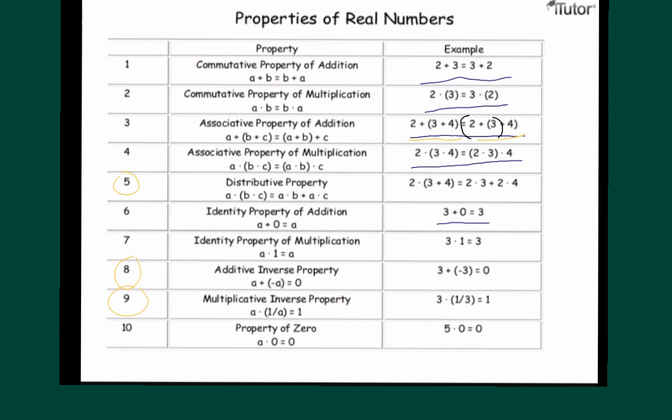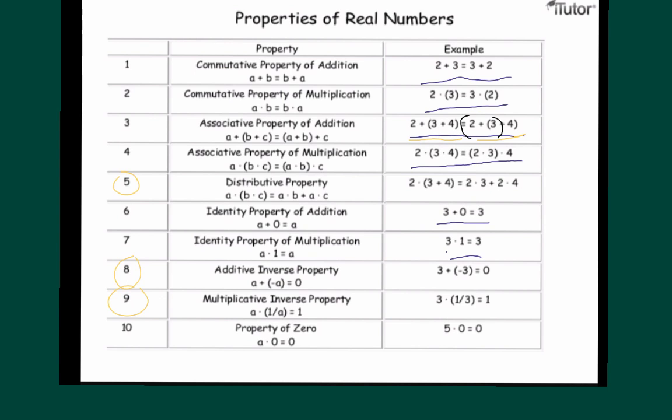The identity property of multiplication follows almost the exact same rule. But of course, with multiplication, we use 1 instead of 0. 3 times 1 equals 3. You multiply any number by 1, and the answer will always be that number. Like I said, 3 times 1 is 3. 4 times 1 is 4. 5 times 1 is 5.